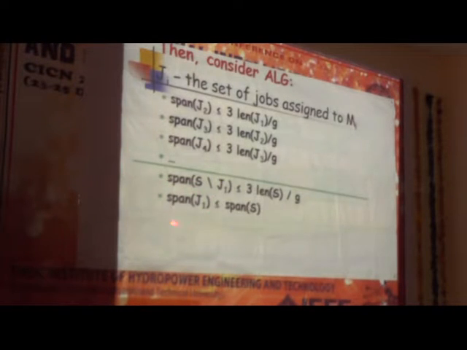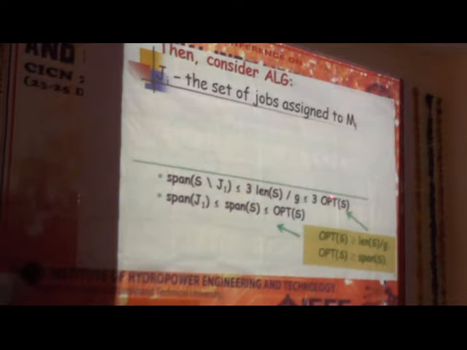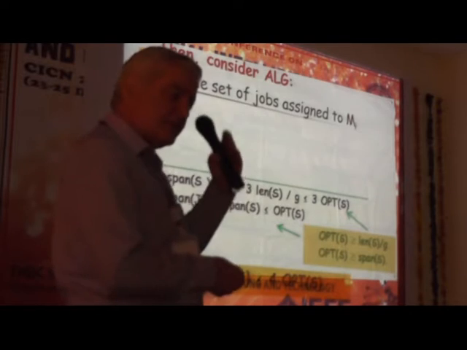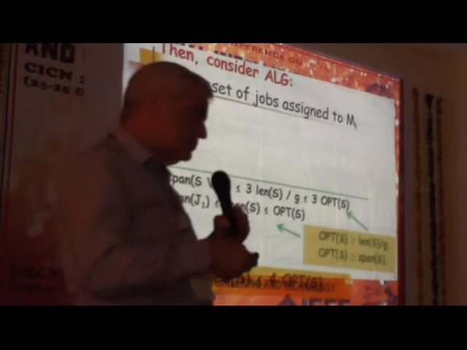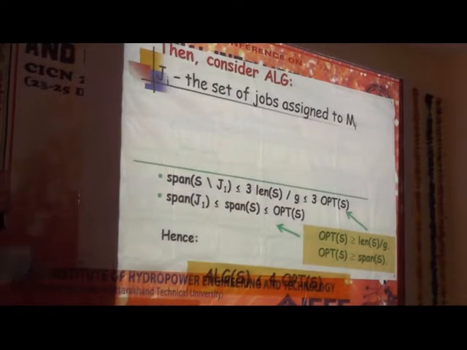And it's easy to prove, of course, that the span of the first machine is at most the span of the whole set. And now, when you put these 2 inequalities from the previous slide together, you get that this is at most 3 times the optimum of the set S, and this is at most 1 times the optimum. So when you add them both together, you get 4 times the optimum. So this is a sketch of the proof of why our algorithm never uses more than 4 times the time used by the optimal solution.